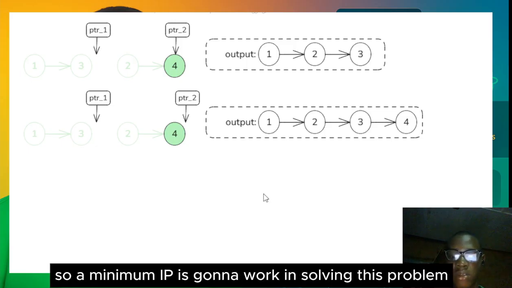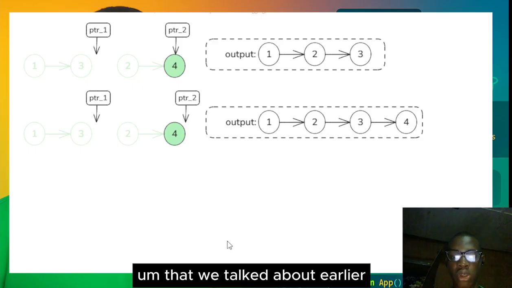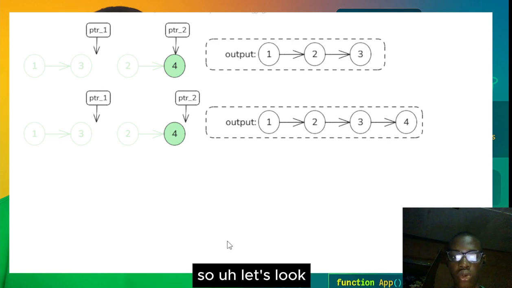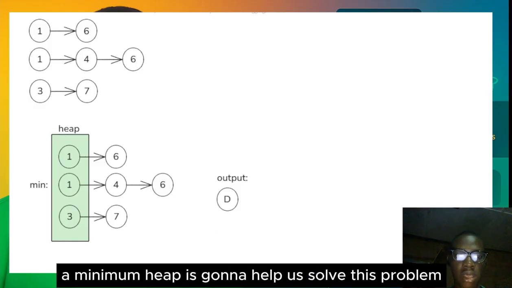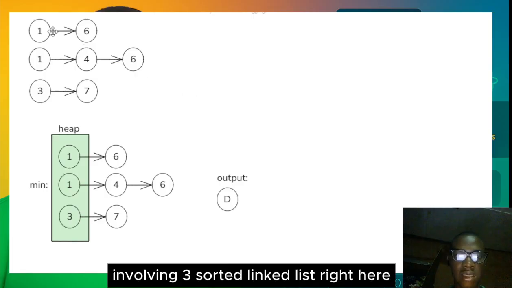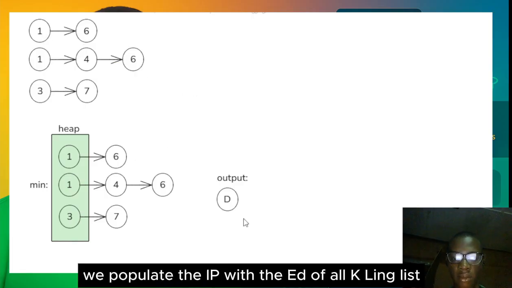So a minimum heap is going to work in solving this problem. We can use the same approach that we talked about earlier, but instead of using pointers, we're going to be using a minimum heap. So let's look at how a minimum heap is going to help us solve this problem involving 3 sorted linked lists right here.